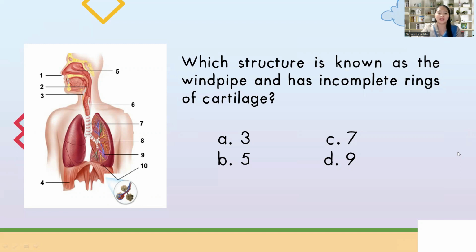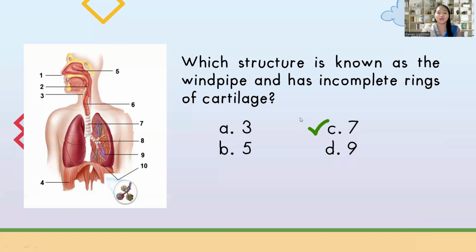So it's only 7 and 9. 9 is your bronchioles and 7 is your trachea. So the correct answer to this one is number 7 or letter C. C is the trachea or the windpipe, and it has the incomplete rings of cartilage.